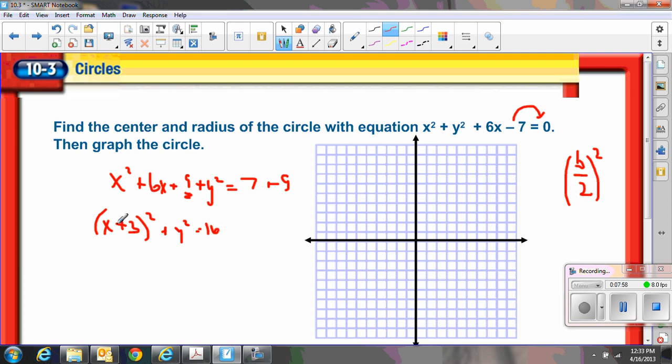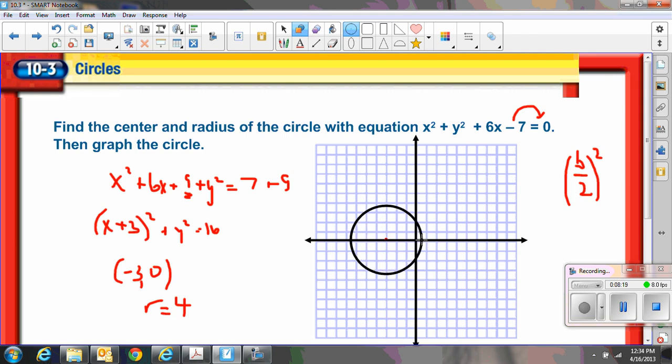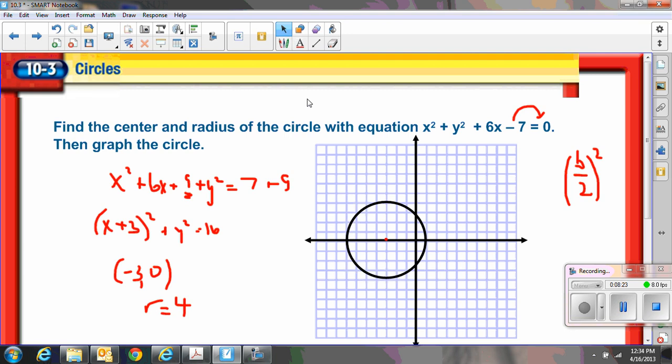Once we're in the standard form, I can now find the center, which is located at -3, 0. And I can find the radius, which is simply the square root of this number, which gives me 4. So this would be a circle with -3, 0 as the center, radius of 4. And there it is.